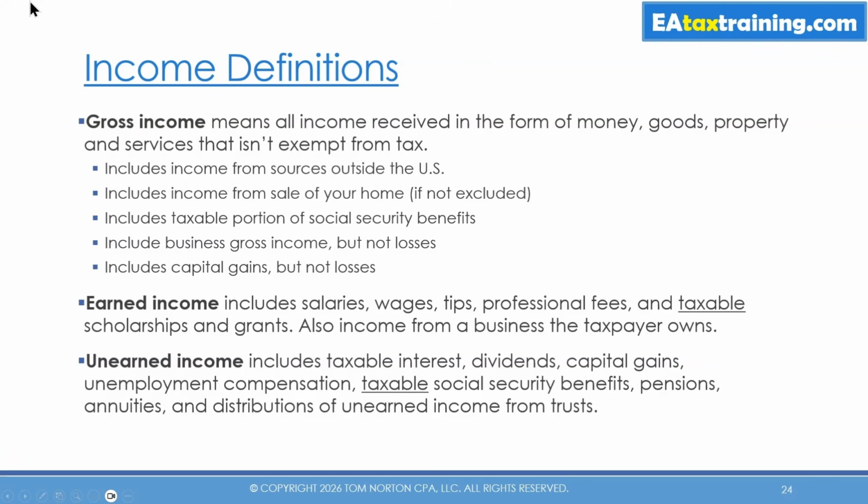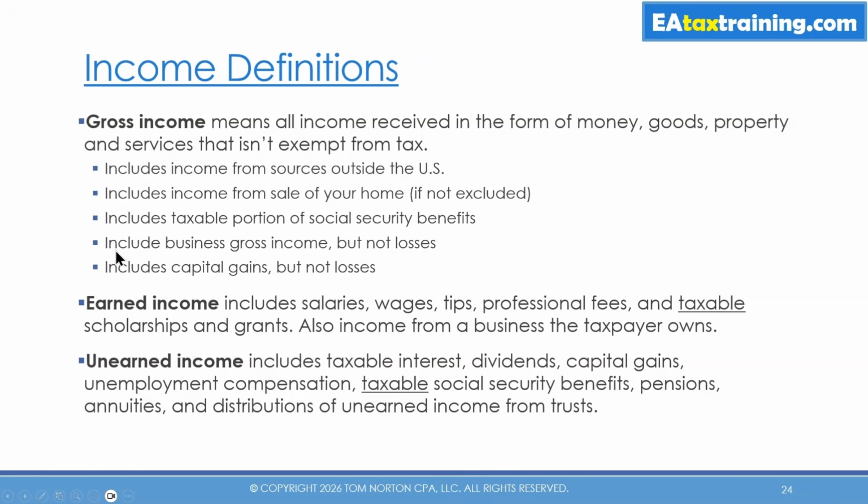It can include income from sources outside of the United States, as well as from inside of the United States, of course. It can include income from the sale of your home, as long as that is not excluded from income. It includes the taxable portion of any Social Security benefits that were received. It includes business gross income, but not losses. It includes capital gains, but not capital losses.